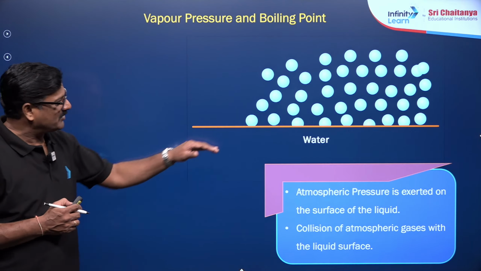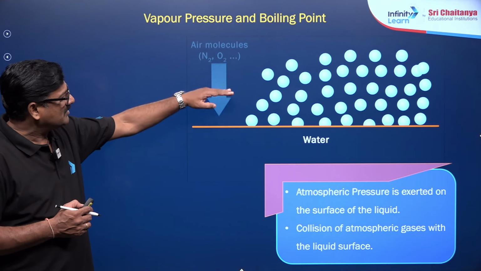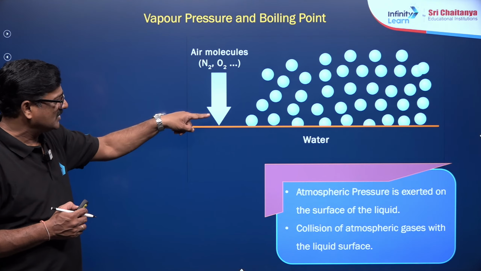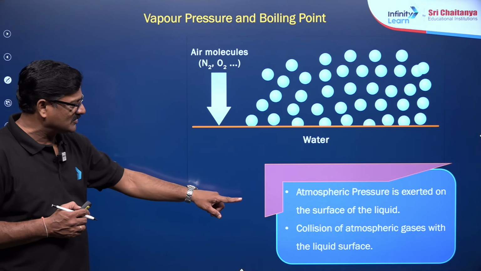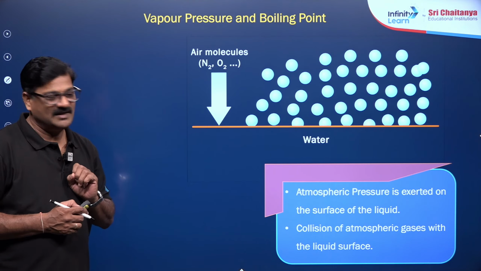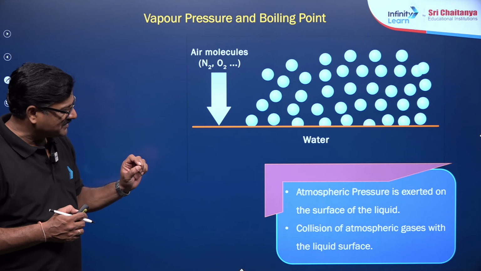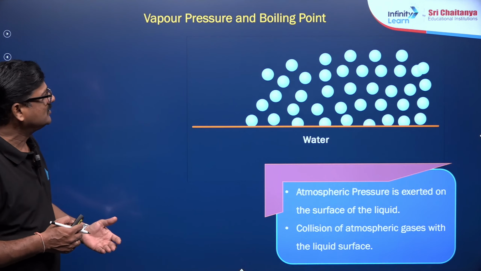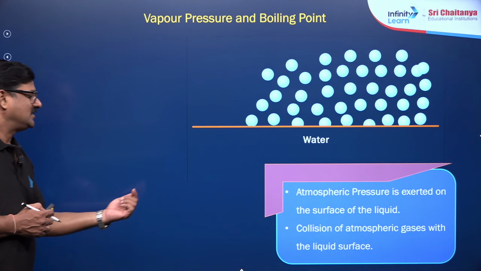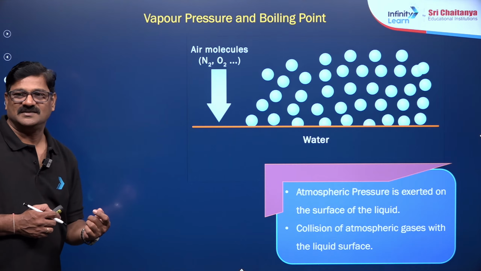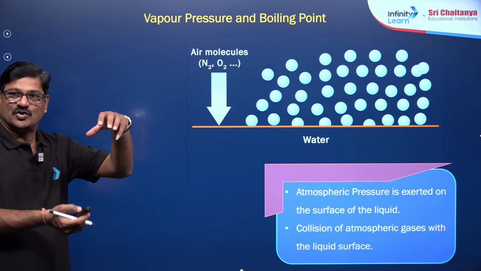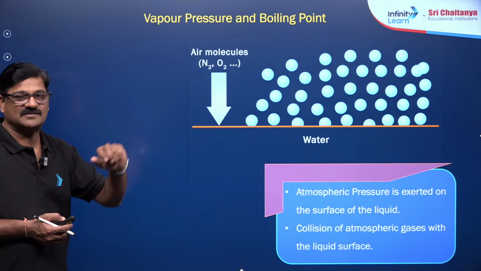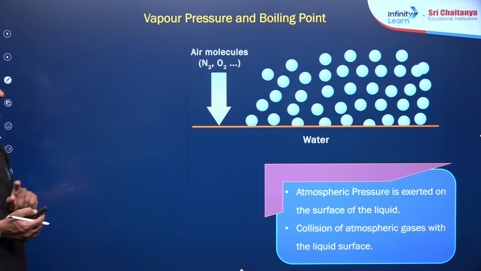The water vapor on the surface is going to collide, and air molecules are going to collide. So atmospheric pressure is exerted on the surface of the liquid, and the collisions of the atmospheric gases with the liquid on the surface take place. If the vapor pressure is equal to that, the opposing forces are going to make visual turbulence on the surface, that is called boiling.